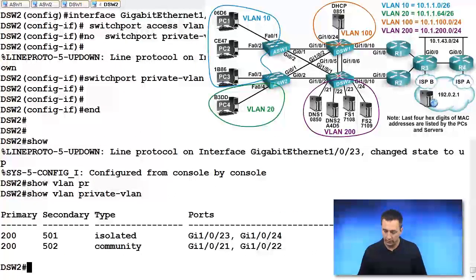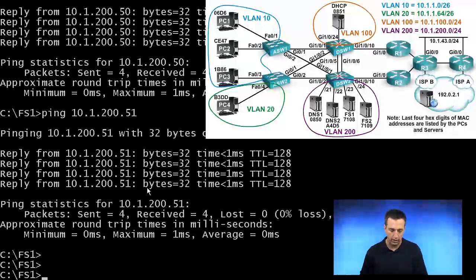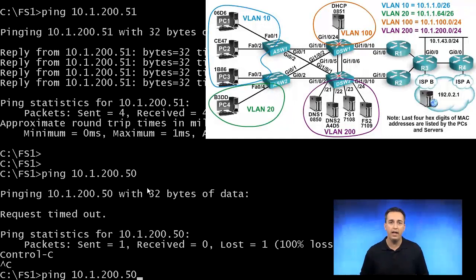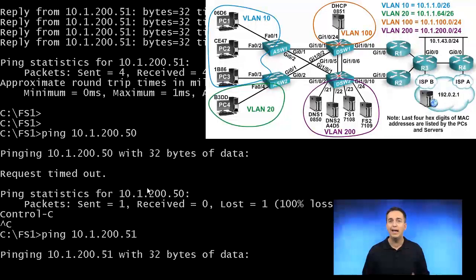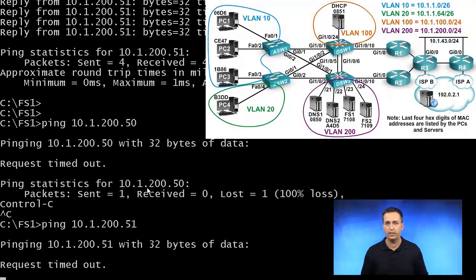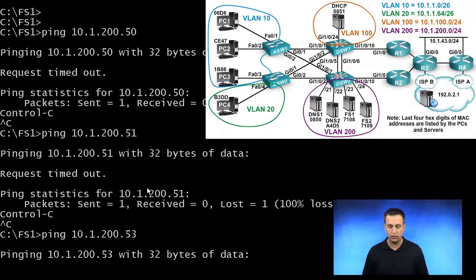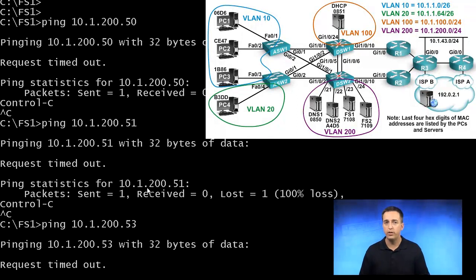But let's go back now and just verify that the problem is truly solved, and we will try to ping DNS1, and that ping fails. And we are happy that it's failing. And then we ping DNS2, and that ping fails. We are happy that it's failing. Let's just double check to make sure that we can't access file server 2 either. Because file server 2 is in the isolated VLAN with us, and we can't do that either. So this is great. Now everything's working as we intend it to.